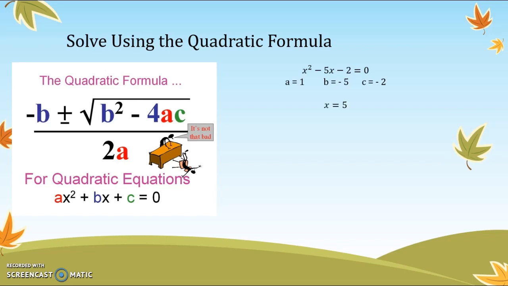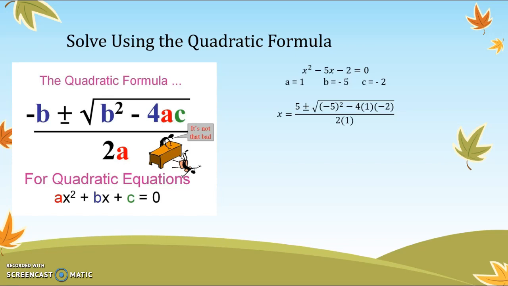So x equals opposite of b. So the opposite of negative 5 would be positive 5. So x equals 5 plus or minus the square root of b squared, so negative 5 squared, minus 4. 4 is just a number that's listed there. Just use it as part of the formula, times a, which is 1, times c, which is negative 2, all over 2 times our a value, so 2 times 1. At this point, it's just a matter of using the order of operations to simplify.